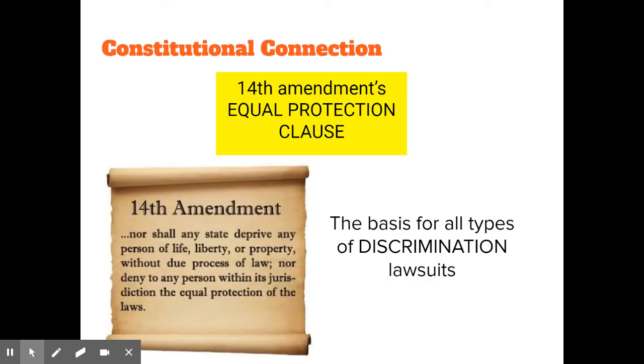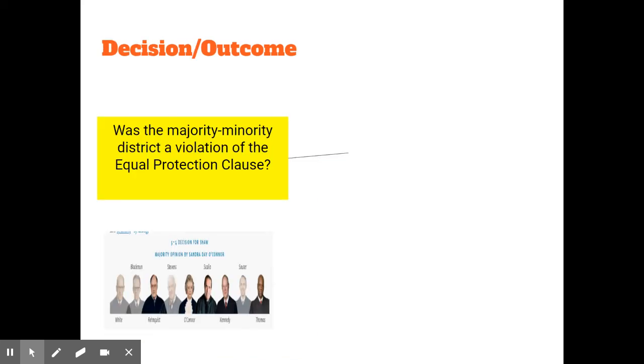The constitutional connection is the same as in Baker v. Carr. Because these white voters are alleging discrimination, it's the 14th Amendment's Equal Protection Clause, which is the basis for every discrimination lawsuit in this country. The question was: the majority minority district that was being ordered to be drawn by the Department of Justice to be this extra district in North Carolina, was this a violation of the Equal Protection Clause? And it was a decision that was pretty close, but it was 5-4, yes.